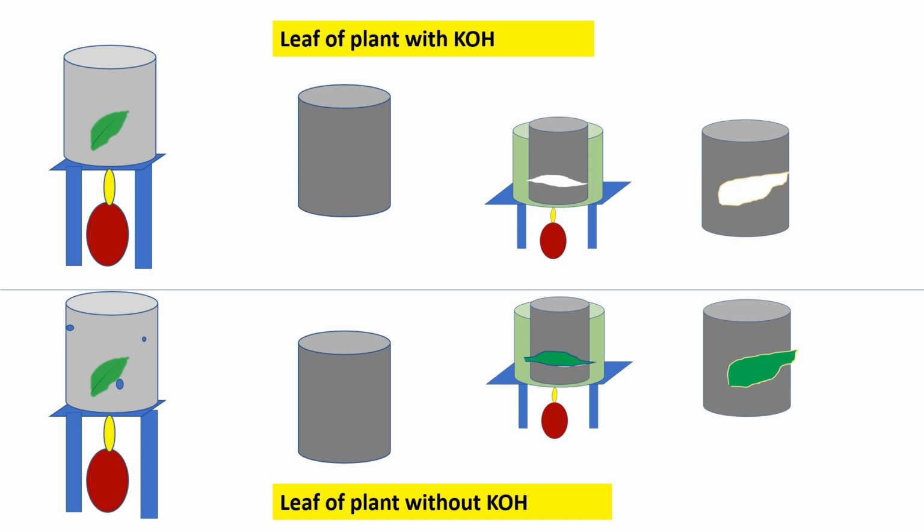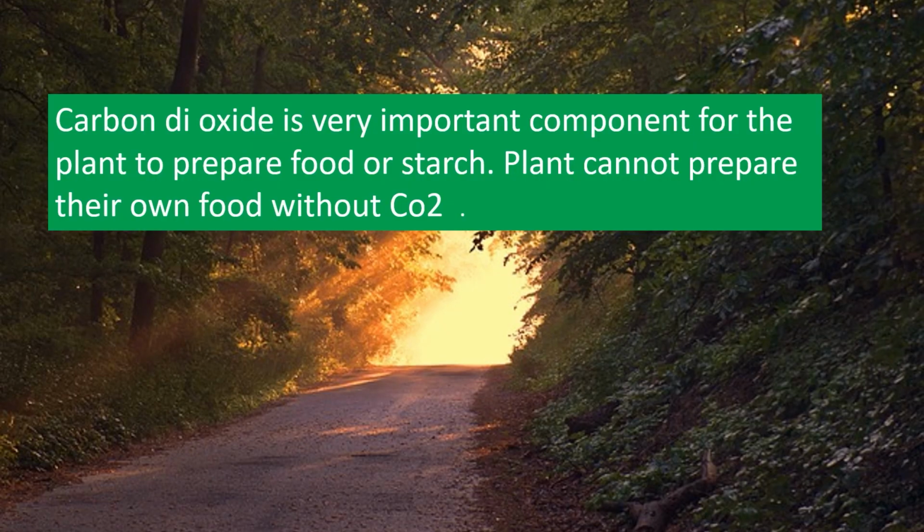Now, the first diagram, or the sequence of pictures, is showing a leaf of a plant with potassium hydroxide. What happens to the leaf? It shows that it has become colorless. What happens to the leaf without potassium hydroxide? It remains green. So this proves that carbon dioxide is a very important component for the plant to prepare food. Plants cannot prepare their own food without carbon dioxide.